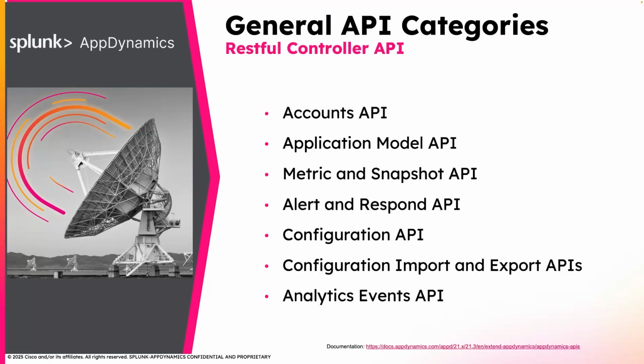These are the different API categories for the AppDynamics RESTful APIs. These are considered the controller APIs. So we have APIs for the account. We have APIs for the application model, which allows you to look at the tiers, the nodes, and the business transactions within each application. There are APIs for grabbing metrics and looking at snapshots. There are APIs for alerting and responding, and a configuration API, a configure import export API. If you're going to import a template, like an HTTP template, you can do that through an API. And there's an analytics API that can be used for the integrations.